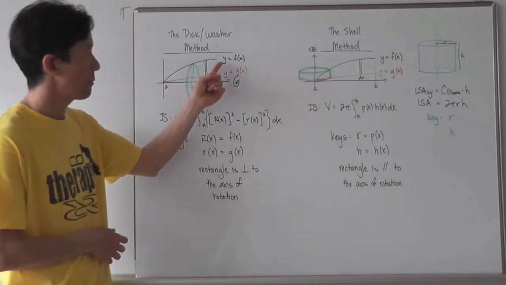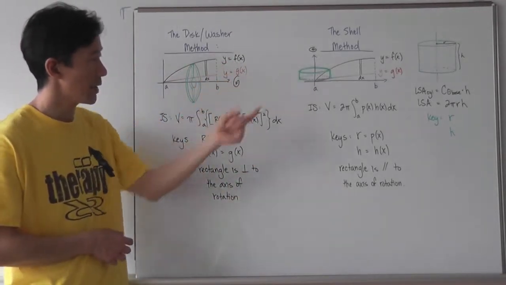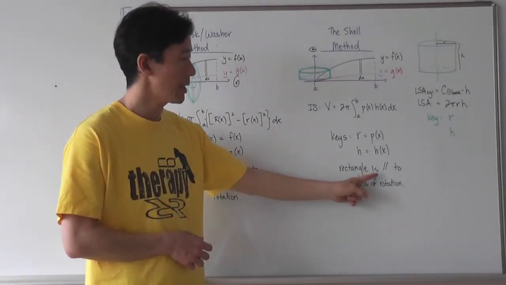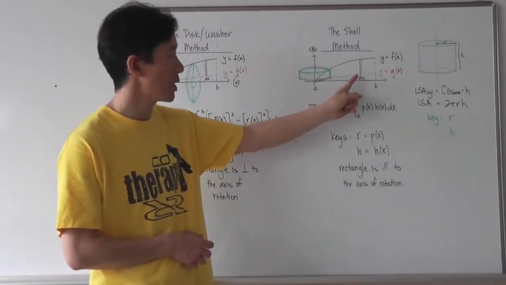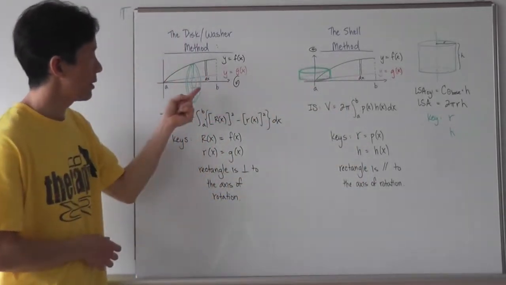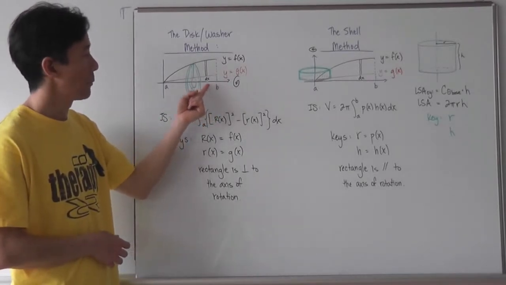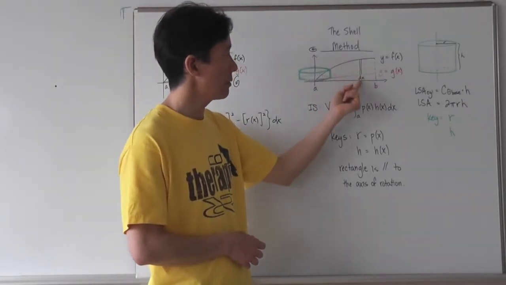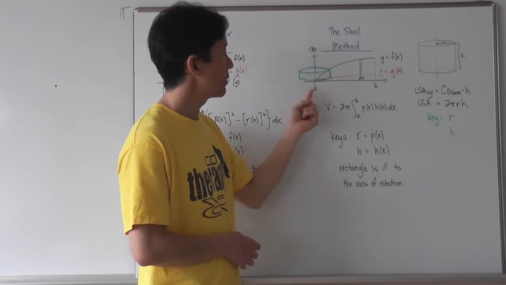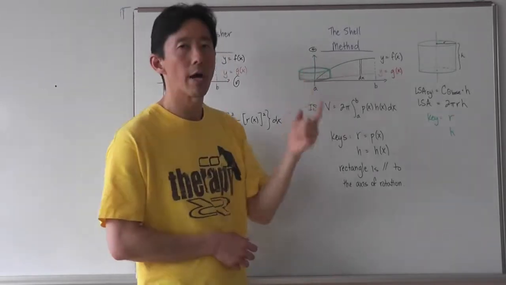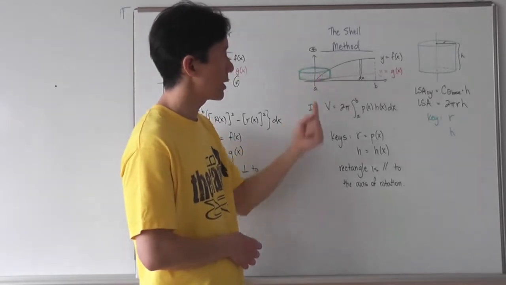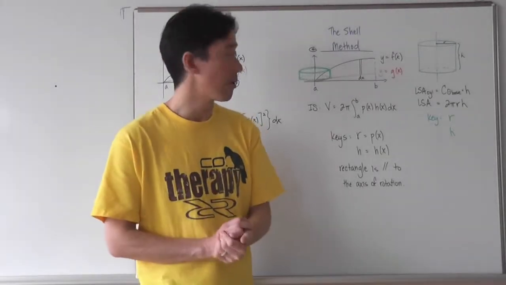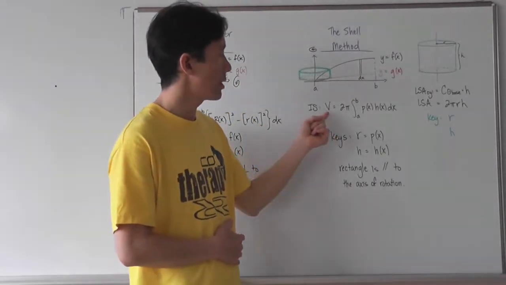Notice I'm using the same y is equal to f of x, y is equal to g of x from a to b, but our rectangle is now parallel to the axis of rotation. With the disk and washer method, the axis of rotation was the x-axis. But for our case right now, if we're going to use this rectangle, call it dx, the axis of rotation is now going to be the y-axis. And these are all the shells that you're going to be creating. When you add all of those lateral surface areas, you're going to come up with the volume.